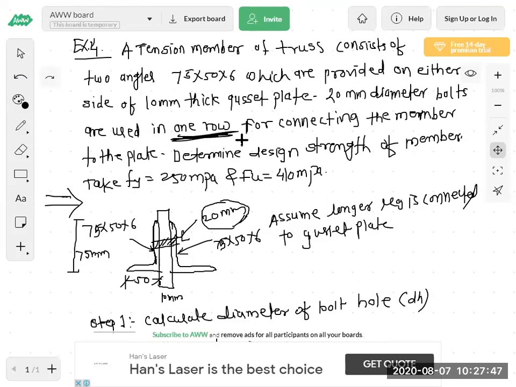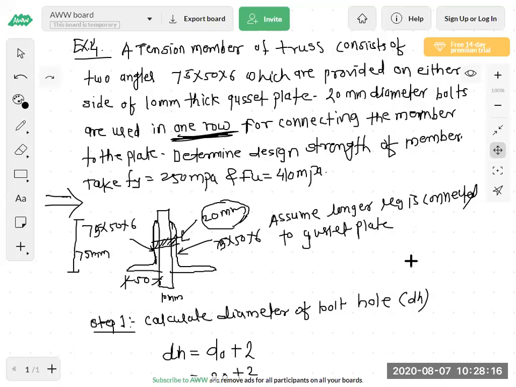If they have not given, you have to assume as a designer. One row, two row, that you have to mention. Similar to this, assume longer leg. Here we have assumed longer leg is connected. Similarly, if they have not given one row or two row, you have to assume. Assume the bolts are provided in one row. Assume bolts are provided in two rows. That you have to assume as a designer. Are you getting?